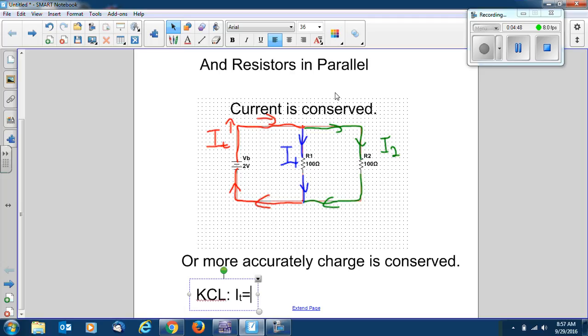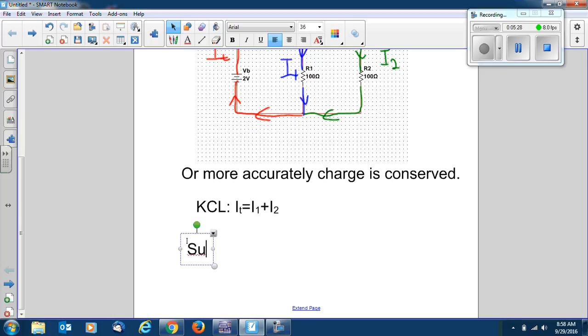And of course, it's equal to I1 plus I2. And that is really all that KCL says. Right? Just like KVL, just like Kirchhoff's voltage law, KCL is very, very simple. Okay? So the charge cannot be destroyed. Whatever comes out of the battery has to come into the battery. And the sum of the current equals the current coming out of the battery. So I'm going to spell it out.